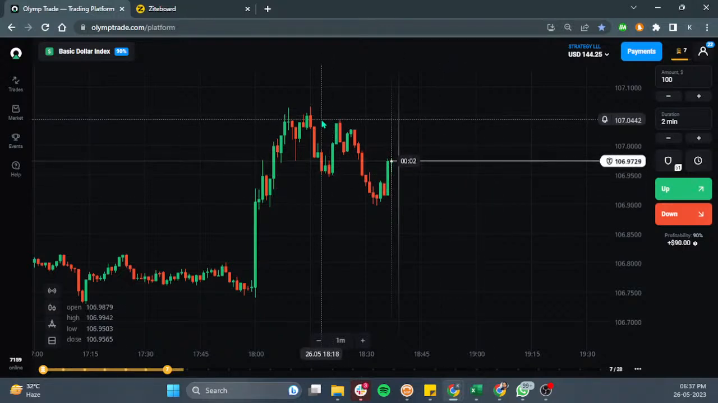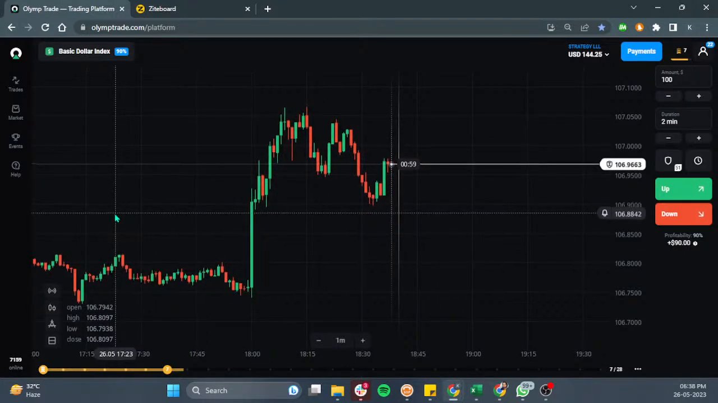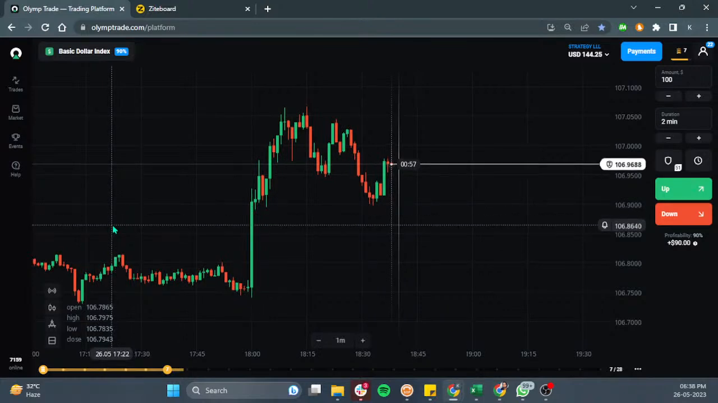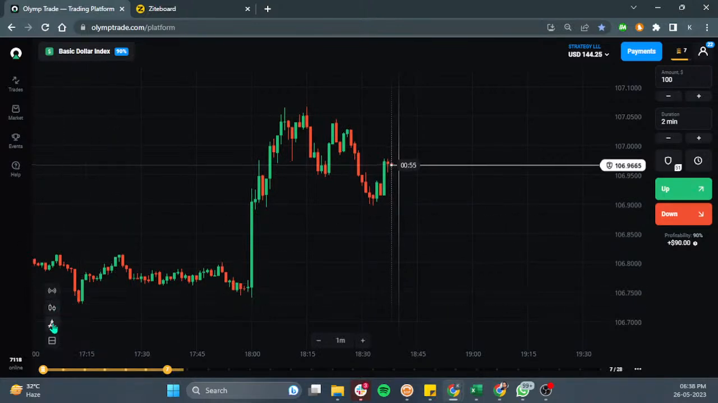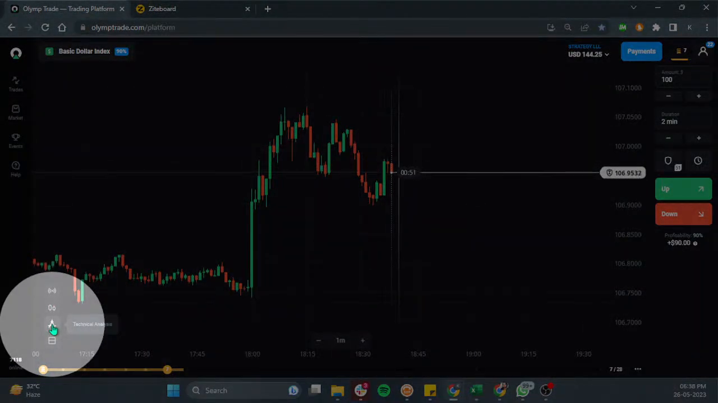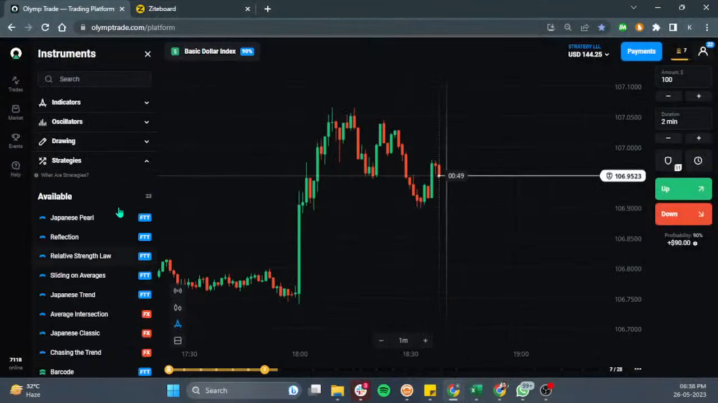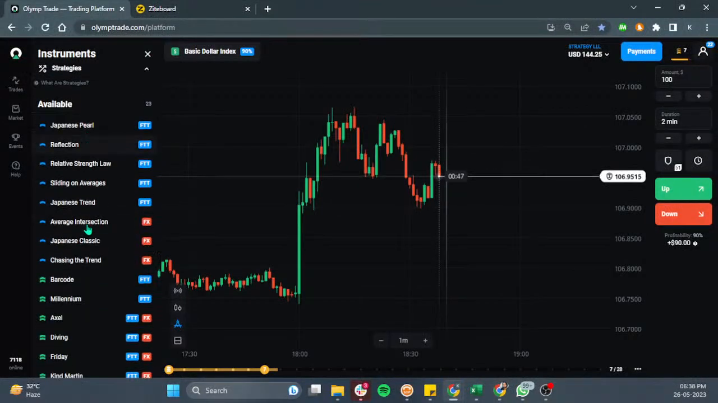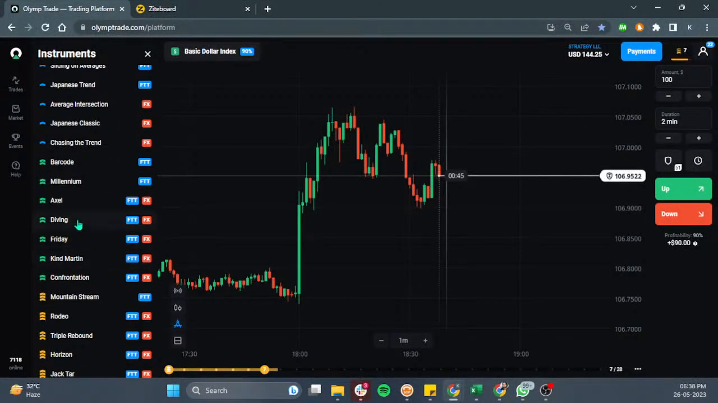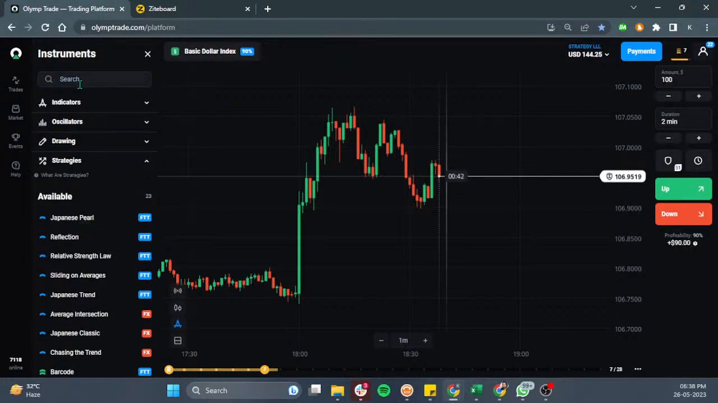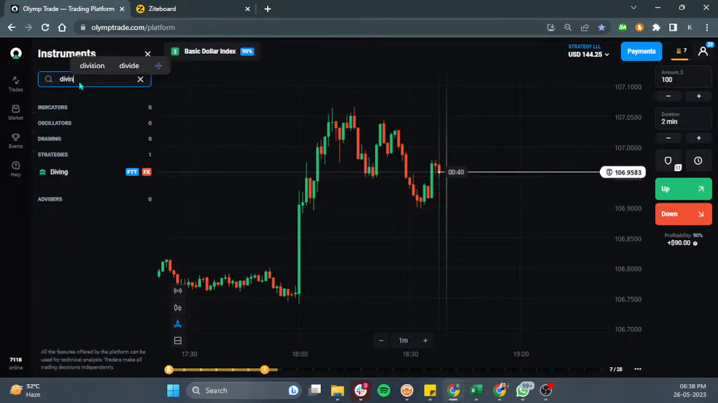Now, the main business, let's get back to that. As I told you guys, if you want to implement any indicator or any strategy, you can go to this compass icon or the A icon. Through that, you can do that thing. So right now we're talking about diving. I can go over here, the strategy, scroll down and find diving somewhere here. Or, very simplistically, I can just go to search and type diving here.